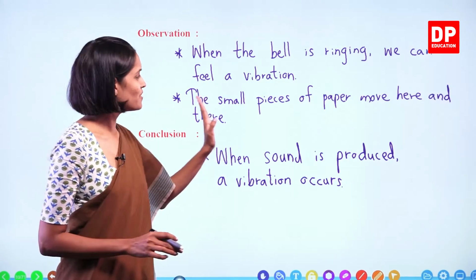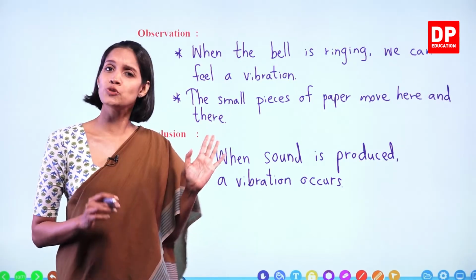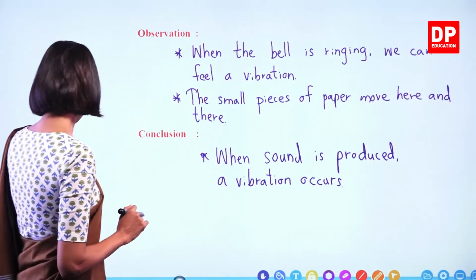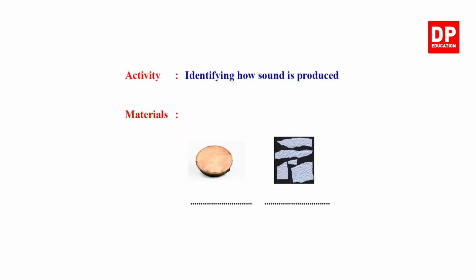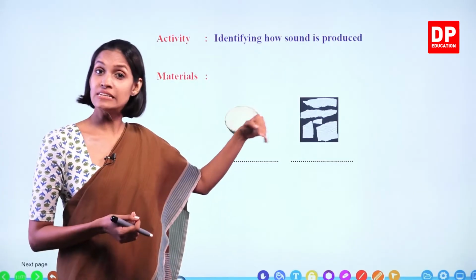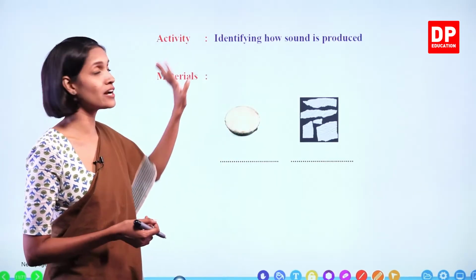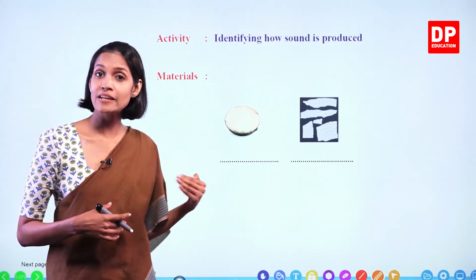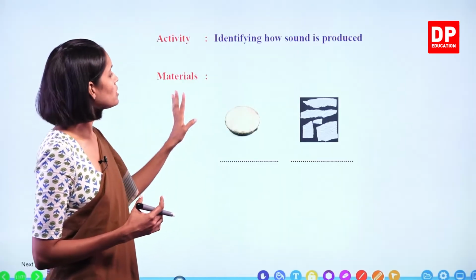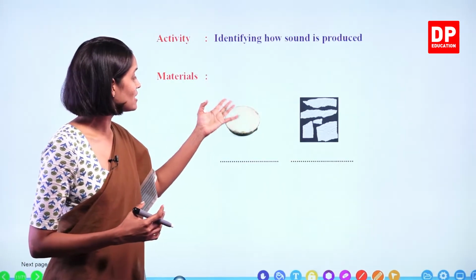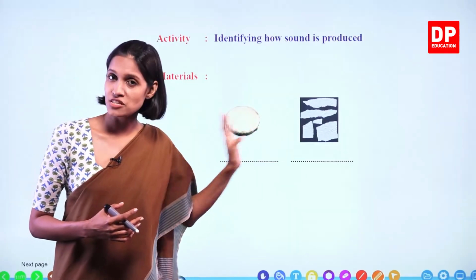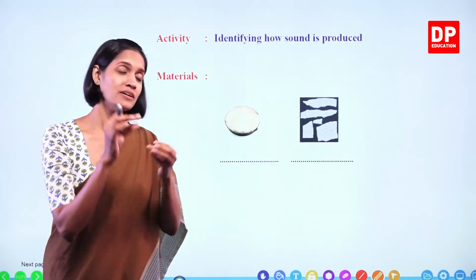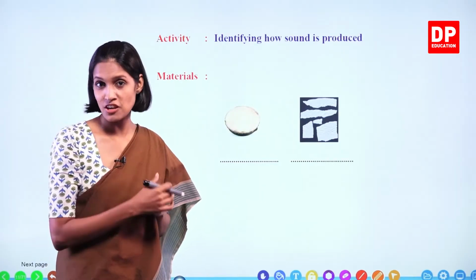Okay, children. We have to do the same type of activity to understand this theory better. We'll do this now. This activity is also to identify how sound is produced. Even the earlier activity we did was to identify how sound is produced. Right? By doing this activity, we can understand this much better. So what do we need to do this small activity? We need a small drum and tiny pieces of paper. We have to make small paper balls using tiny pieces of paper.